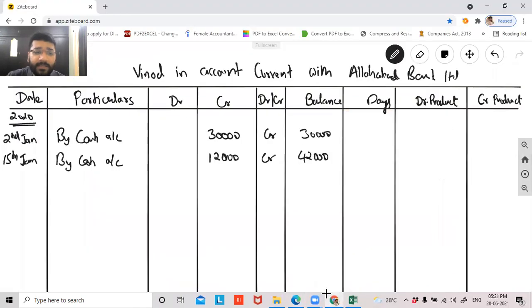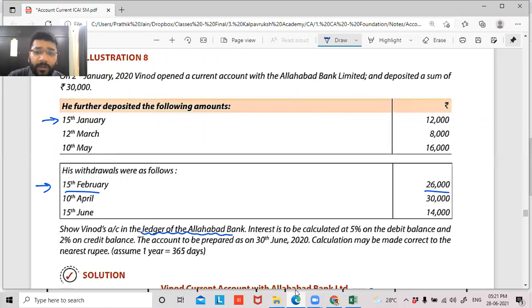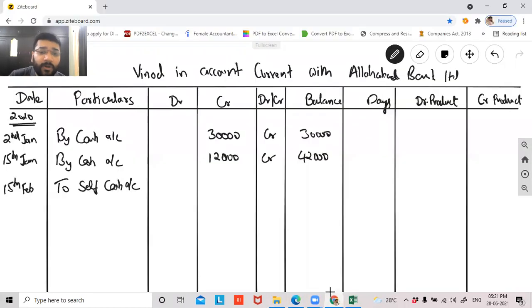So we'll go with the statement given in your book. On 15 February, to cash, you can write as 'to self' or 'to self cash account'. How much money is withdrawn, guys? 26,000 rupees is withdrawn. Now from 42,000, this 26,000, which column will you record it in? Debit column, because it is a reversal of liability. To increase liability, credit. To decrease liability, debit. So it is a reversal of liability, and 26,000 rupees you'll record in the debit column.